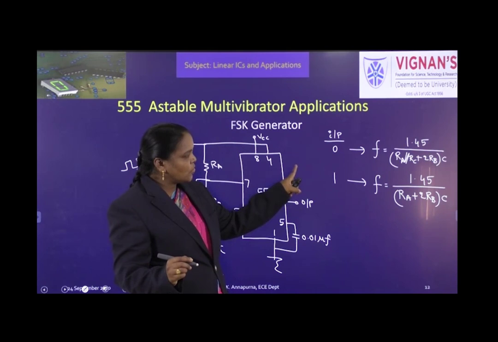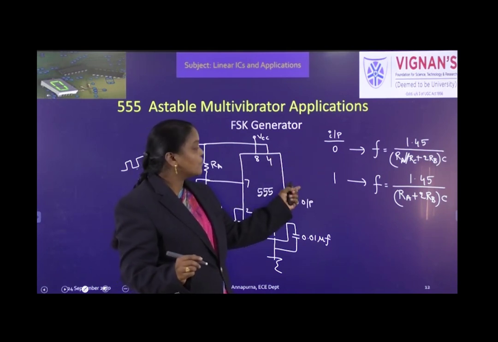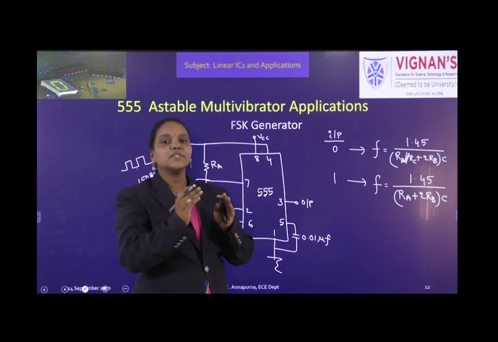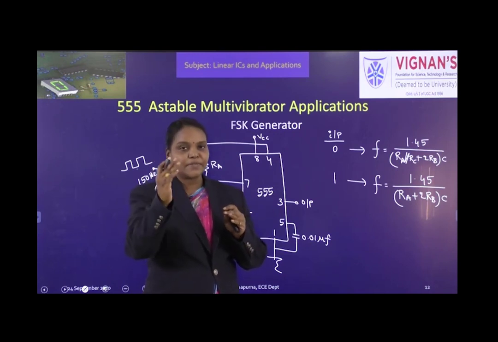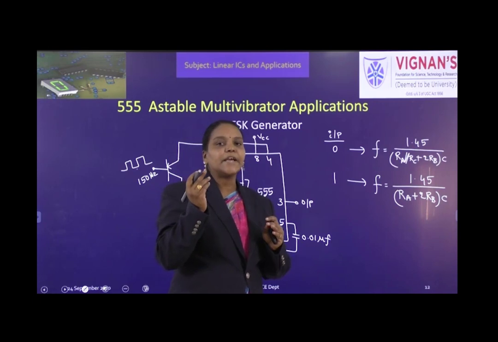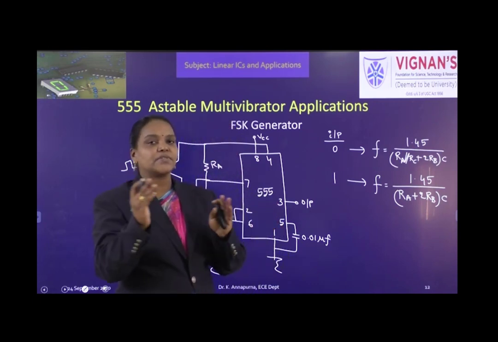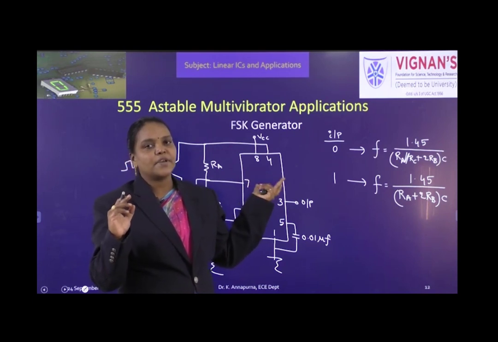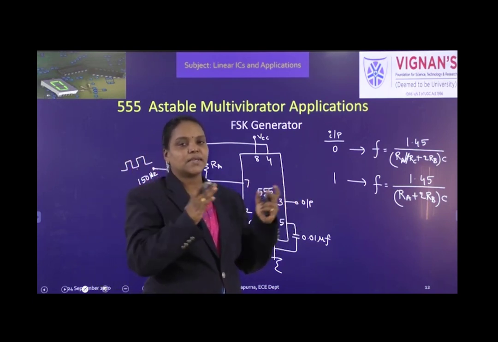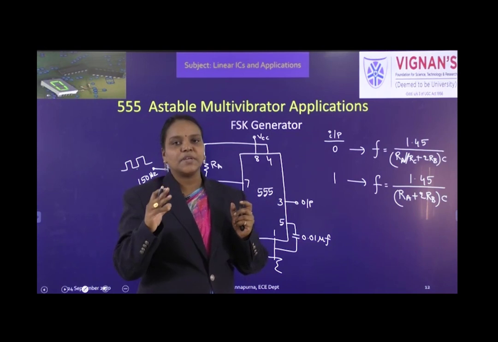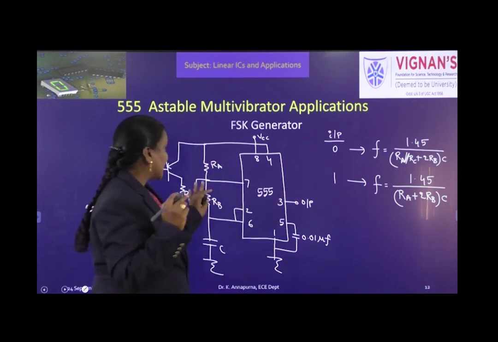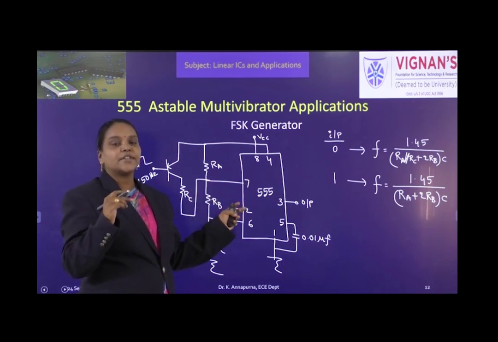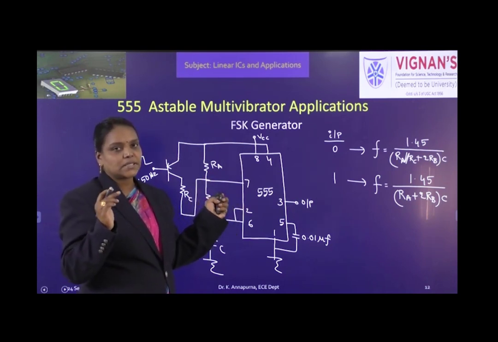For input 0, it is giving one frequency. For input 1, it is giving another frequency. So input is shifting between 0 and 1, which means the output frequency is also shifting between two frequencies. And in teletypewriter, it is 1070 and 1270. So like that, we will design the values of RA, RB, RC. Based on the application, we will design between which frequencies it needs to be shifted. So like that, with the help of an astable multivibrator, we can generate the frequency shift keying signal.